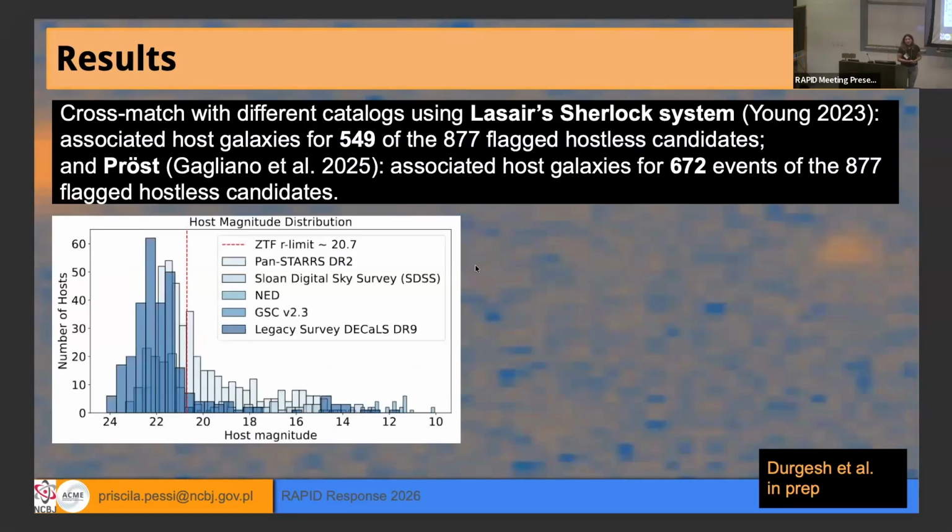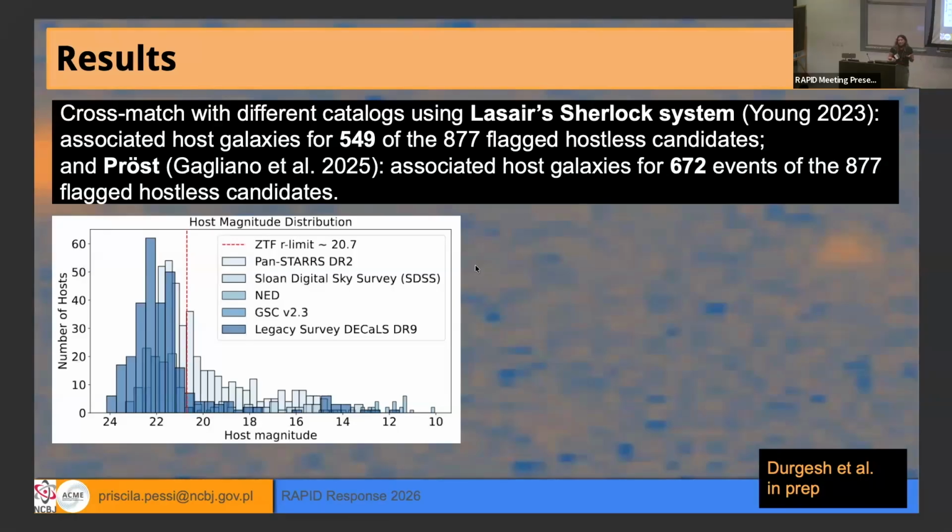The other thing that we did is to cross-match with different catalogs. Fink does some cross-matching, but it doesn't include all the catalogs. So we decided, okay, now that we have our sample, let's do a cross-match with the catalogs that Fink was not currently considering. We use two different codes: Lasair's Sherlock system and Prost, that was mentioned earlier today. We noticed that both codes find different amounts of associated host galaxies, which I think is cool to know. It's good to do things differently because you get different results.